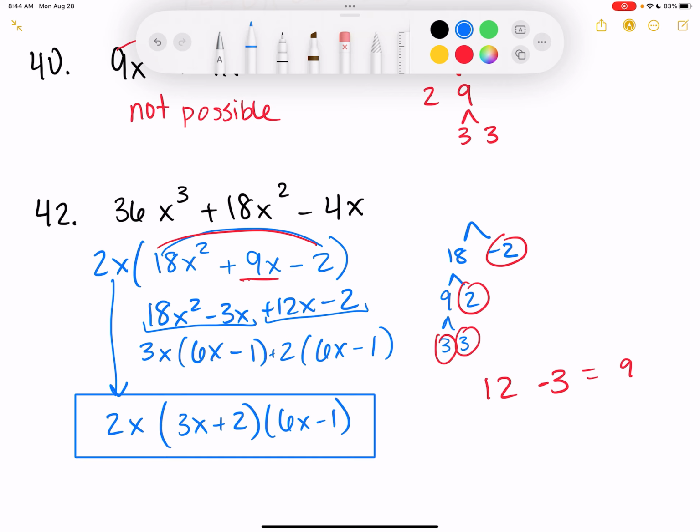And so there's never a reason to get factoring wrong because you can always FOIL to check it, and then after you FOIL this, you can multiply the 2x, and that will get you back to the original.